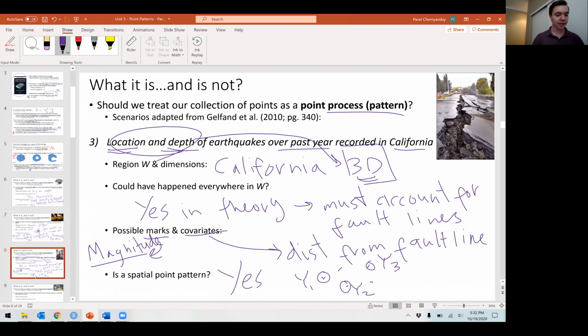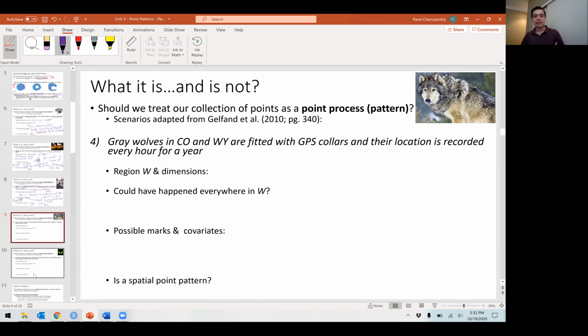All right, moving right along. This is a ballot measure, not about to tell you how to vote. If you're in Colorado, they're thinking about reintroducing gray wolves into Colorado. I'm just supposing that you might want to fit them with GPS collars and track their locations every hour, every day for a year. Well, the region and dimensions is Colorado and Wyoming.